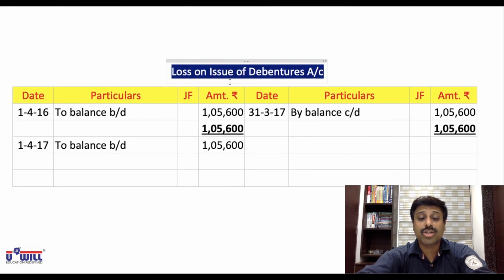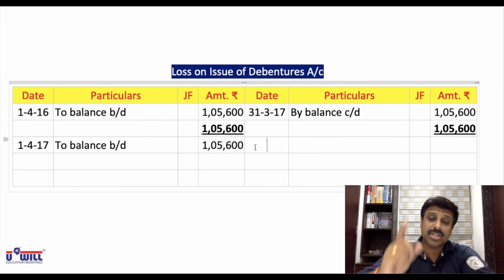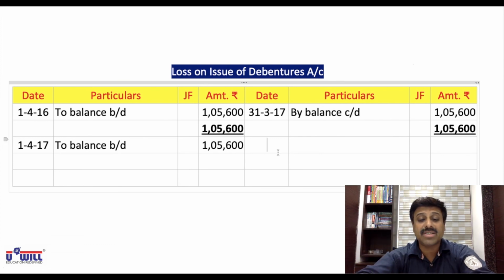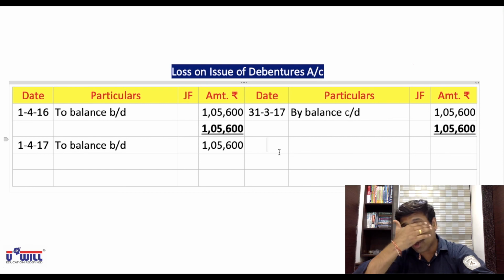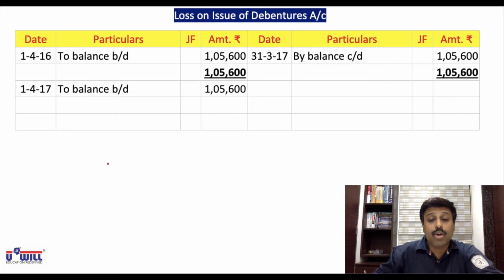But here loss on issue of debentures was not written off in past, so that loss on issue of debentures will also be written off from debenture redemption fund account. For writing off the loss on the issue of debentures from debenture redemption fund, one new entry will come. Normally we pass security premium or P&L account debit to loss on issue. Here we'll pass the entry debenture redemption fund account debit to loss on issue.